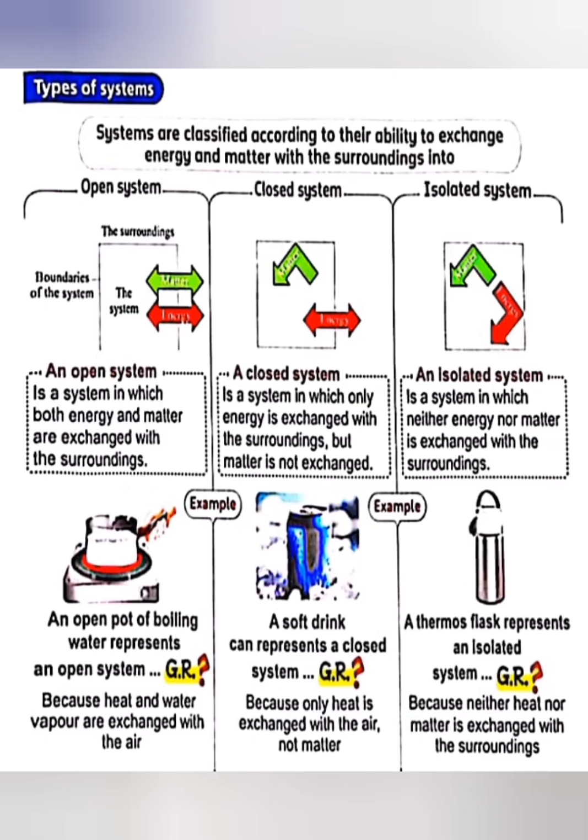Okay? 3. An isolated system. It is the system in which neither energy nor matter is exchanged with the surroundings. Let's study an example of it. A thermos flask represents an isolated system. Why? Or give a reason? Because neither heat nor matter is exchanged with the surroundings.